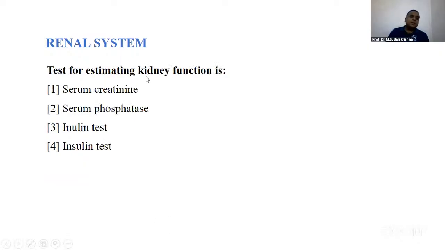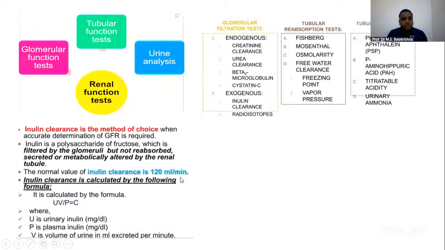Test for estimating kidney function. That is called the inulin test. Okay. Let's go into the detail of the inulin test. This is your inulin test. So it is a clearance test. Accurate determination of GFR is required over here.